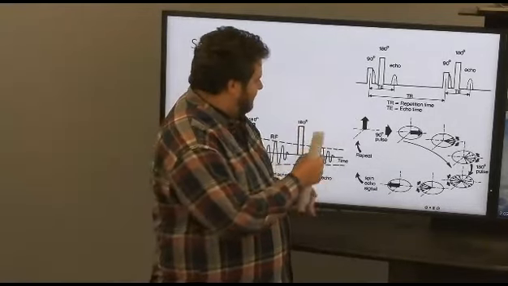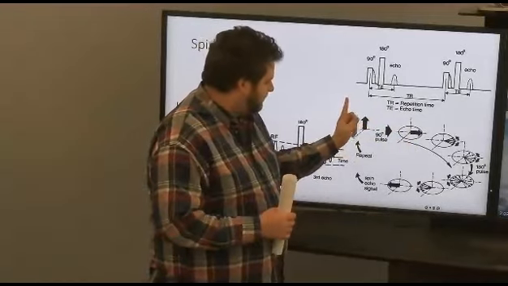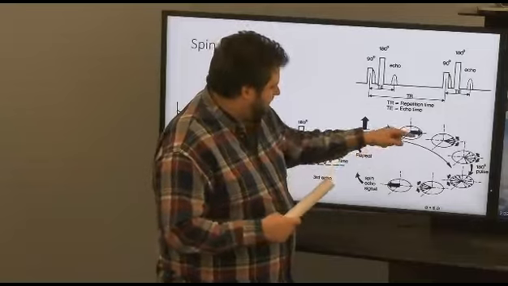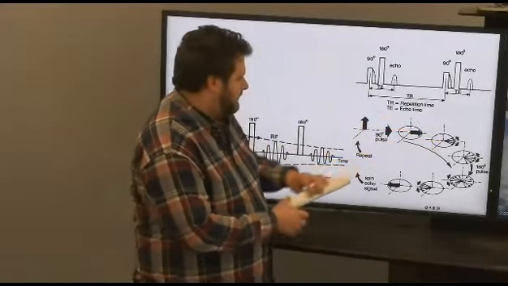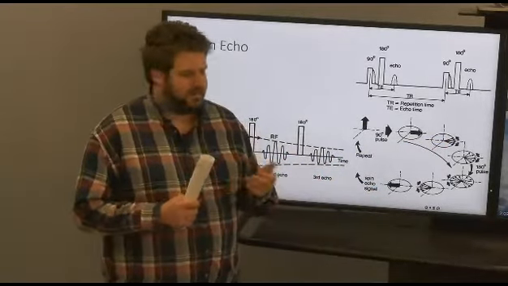In order to actually invoke this experiment, we make a 90-degree pulse, which means you're taking all of the spins and moving them from the z axis to the xy plane. Now you can imagine this vector turning around in the plane. They're a little bit offset because, as we mentioned, their local environments are slightly different.